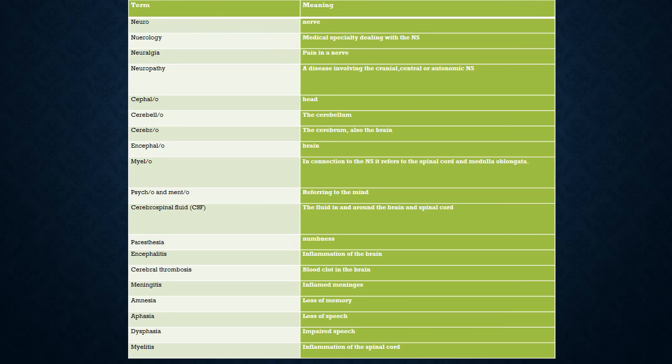Meningitis, inflamed meninges. Amnesia, loss of memory. Aphasia, loss of speech. Dysphasia, impaired speech. Myelitis, inflammation of the spinal cord.